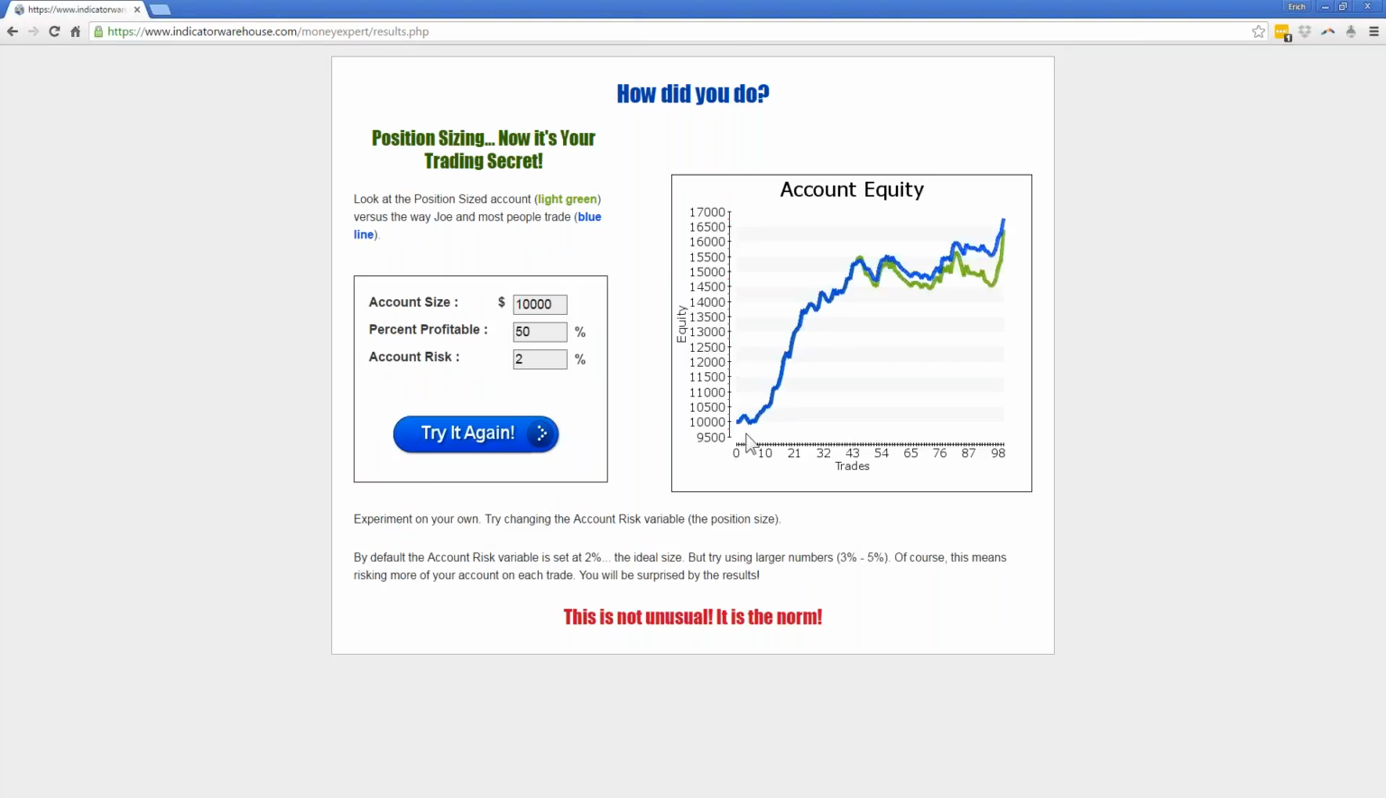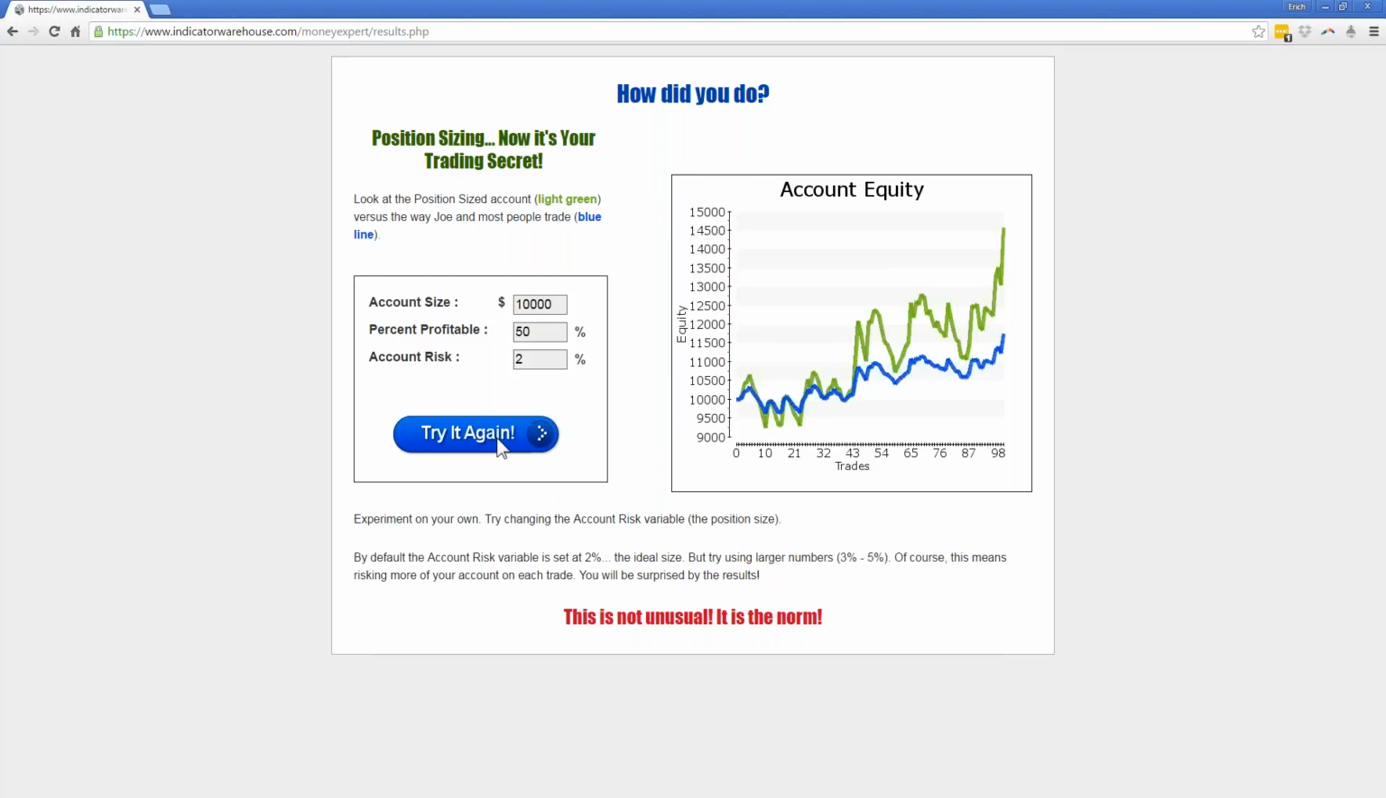So you click the button and you see how it will work out. This is actually a very realistic curve. So Joe's the blue line, you're the green line. You both start with 10,000. 100 trades later, Joe actually did a little bit better, but not much. Up to about 16,500. By position sizing, looks like you were down to about 16,000. The reason is when the drawdowns happened, our drawdowns were a little bit more substantial because of the position size, but not enough to blow up your account.